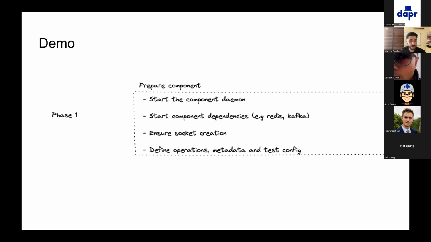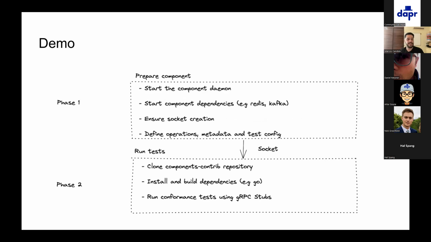And the conformance test as a GitHub action has basically two phases. The first phase is preparing the component to run against the conformance test. And it requires starting the component server and starting the component dependency. Let's say if you depend on Redis, you should start Redis as a container. Ensure socket creation. When I say socket creation, I am also saying the file in the file system. And the final operations, metadata, and test configurations as it is today for the conformance tests inside the components contrib repository.